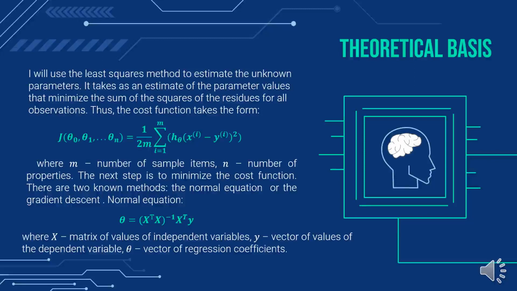Normal equation, where x is the matrix of values of independent variables, y is the vector of values of the dependent variable, and theta is the vector of regression coefficients.